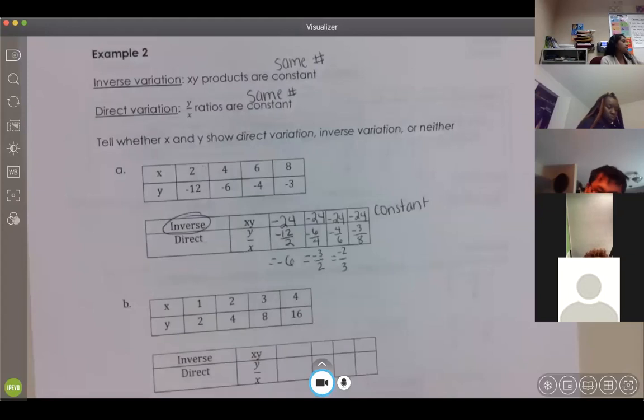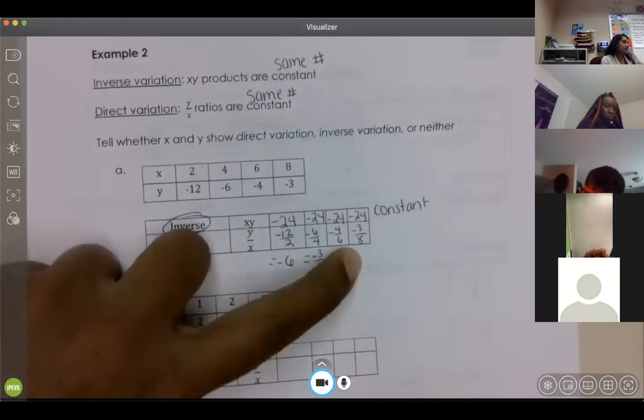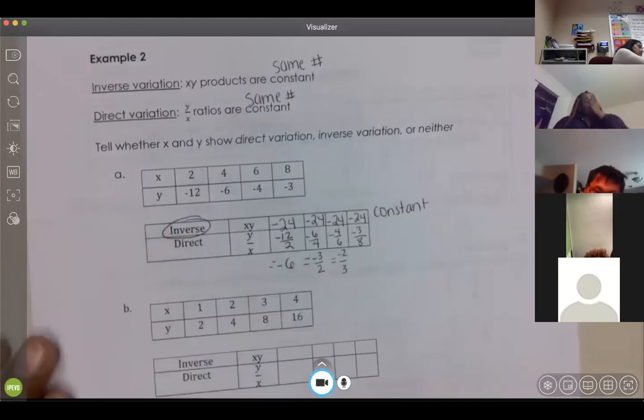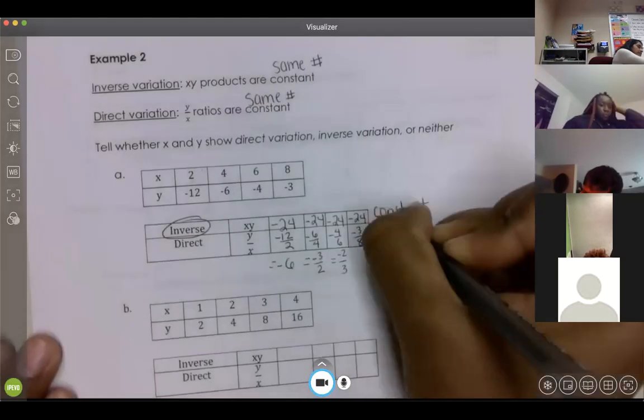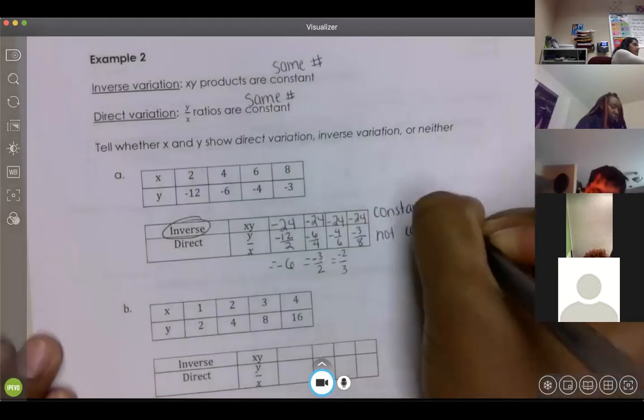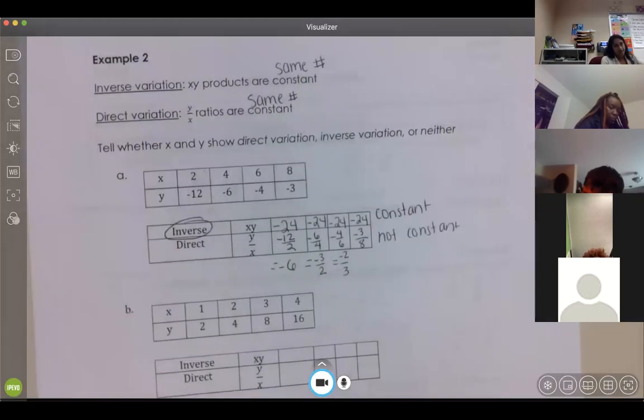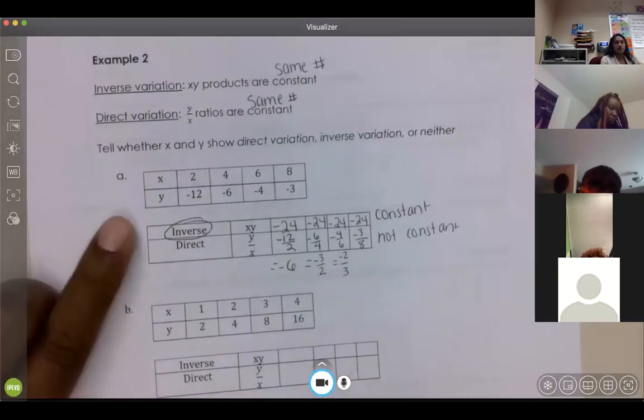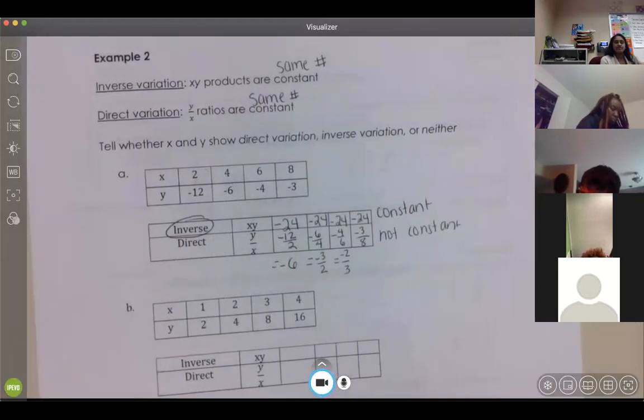So you'll notice these are not constant because they're not the same number, which is what we figured anyways because we already knew it was inverse. So technically we didn't really have to check if it was direct since we already know that it's inverse. But it doesn't hurt to check. Any questions on that?